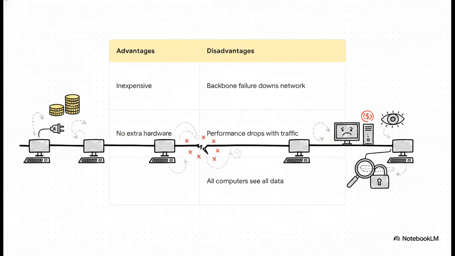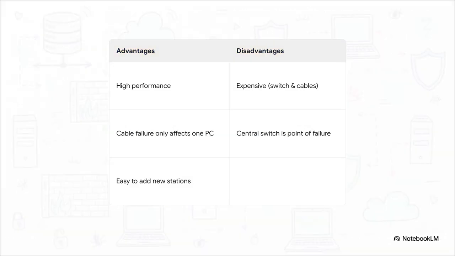Okay, first up is the bus topology. Think of this as the simplest, most basic setup. All the devices are hooked up to one single cable, the backbone. It's cheap, for sure, but that backbone is a massive vulnerability. If it breaks, the entire network is kaput. And here's the real kicker from a security perspective. All the data is visible to every single computer on the line. Not great.